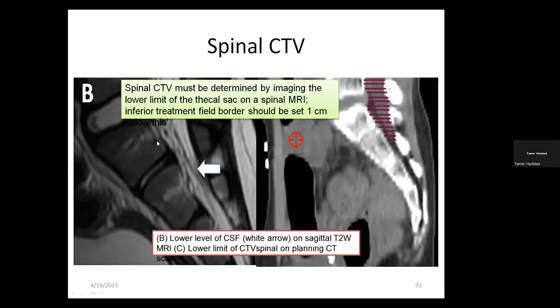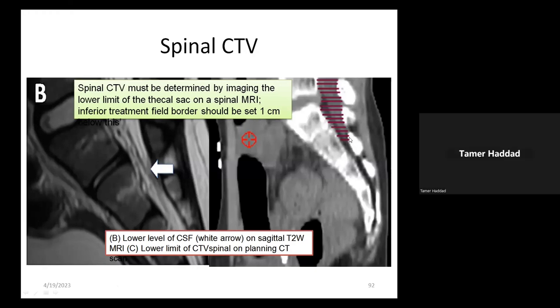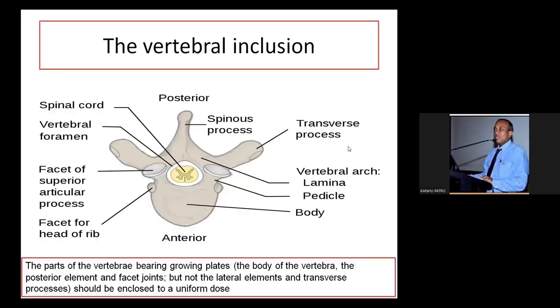As I know, the spinal CTV must include the lower end of the thecal sac and the spinal lamella. The inferior field should be at 1 centimeter. You give the spinal field how much? 1 centimeter below you have to take.